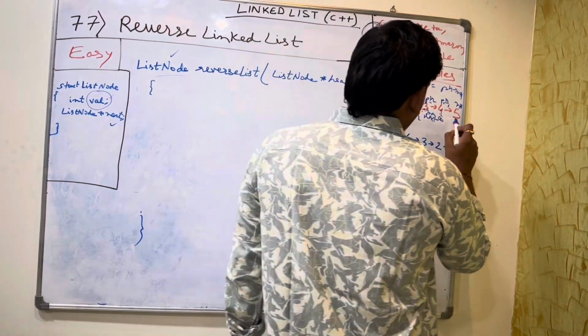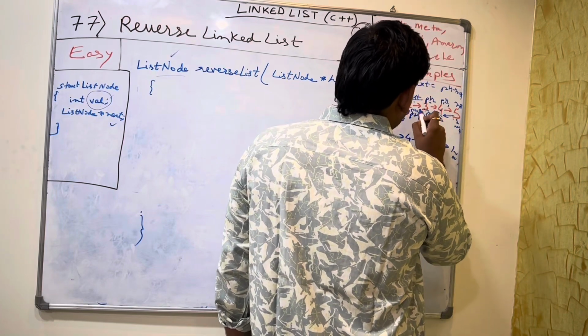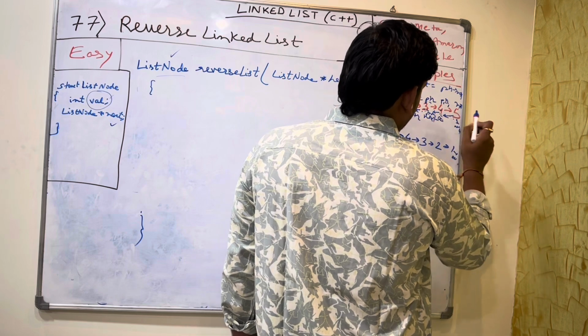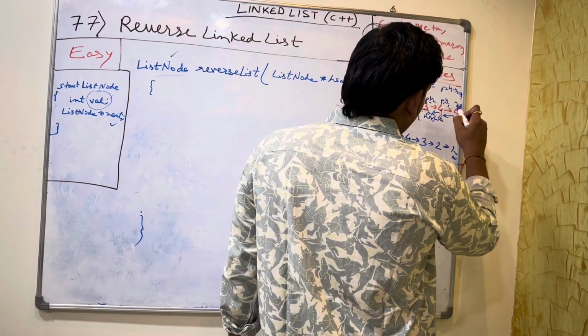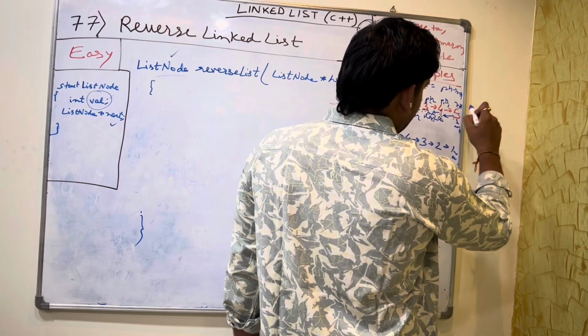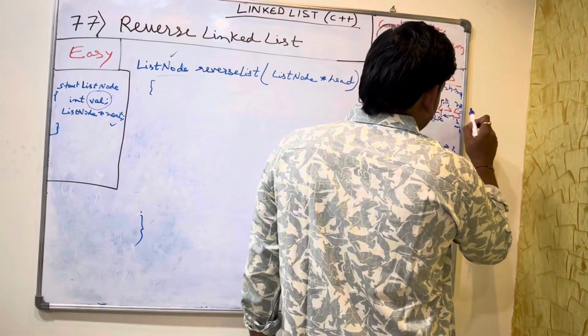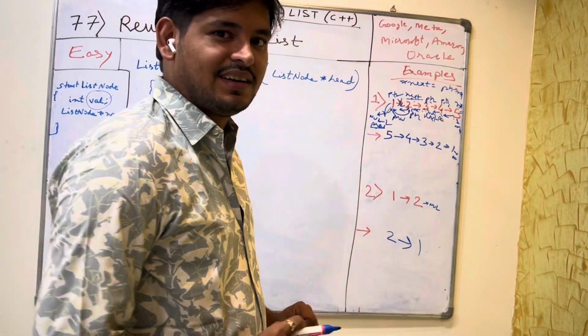Now here it is: 5 is pointing to 4, 4 is pointing to 3, 3 is pointing to 2, 2 is pointing to 1. And now when next, this next is actually null, right? We don't have anything here. So when this is null, that is our termination condition, right?